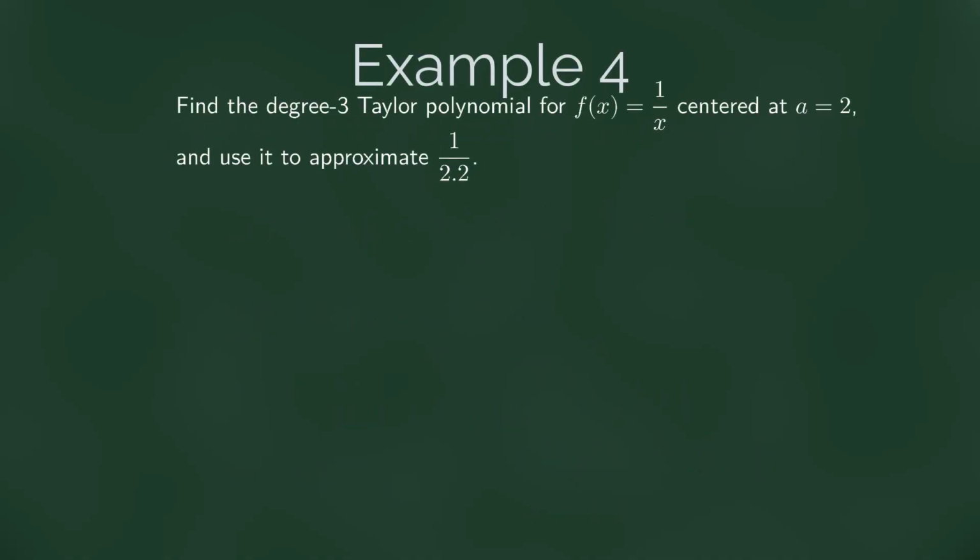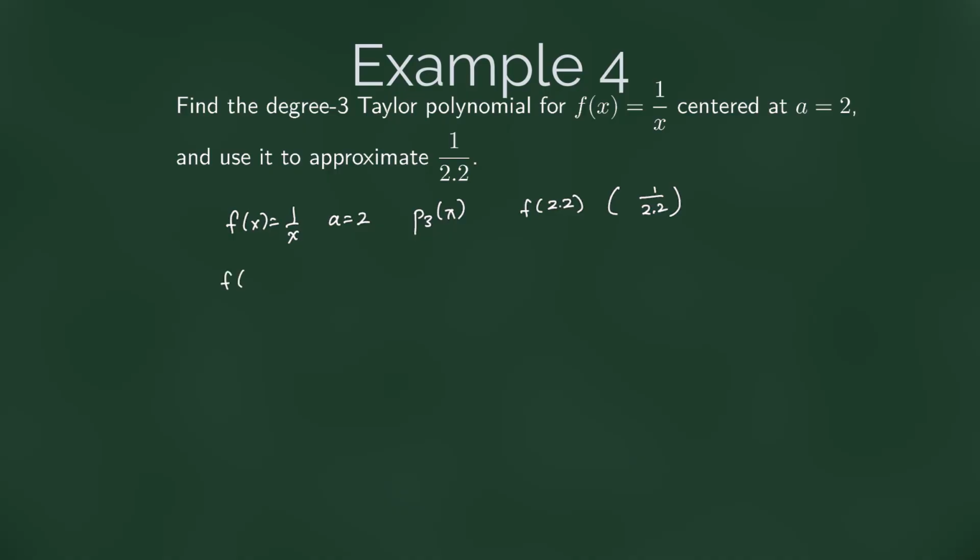All right, we've got one more example. We're going to estimate f of x equals 1 over x, centered at a equals 2. We're going to look for P3 of x, the third order Taylor polynomial, and eventually we will approximate f of 2.2 to estimate 1 over 2.2.